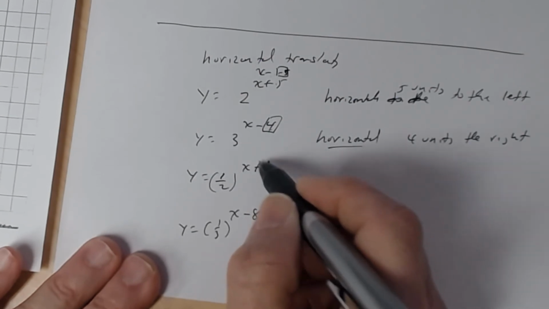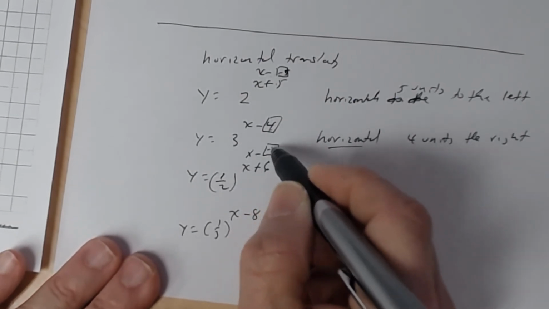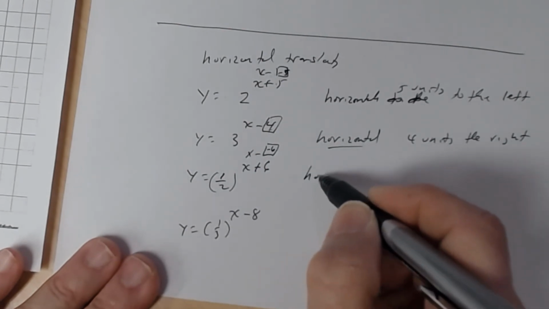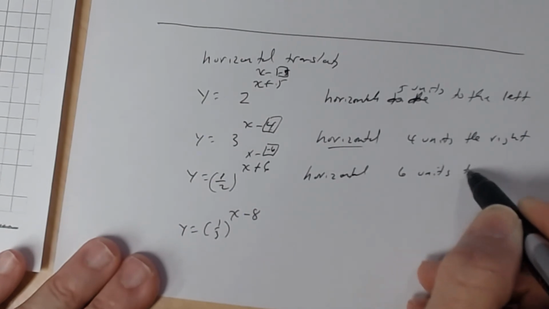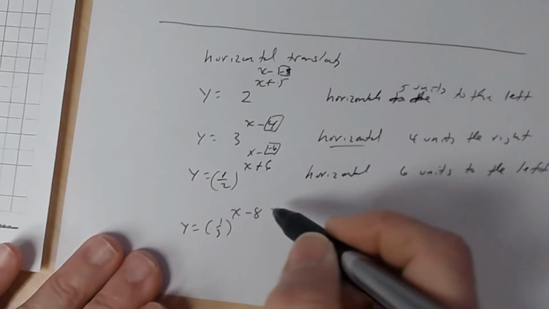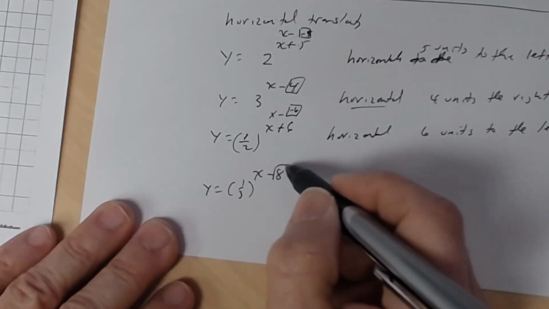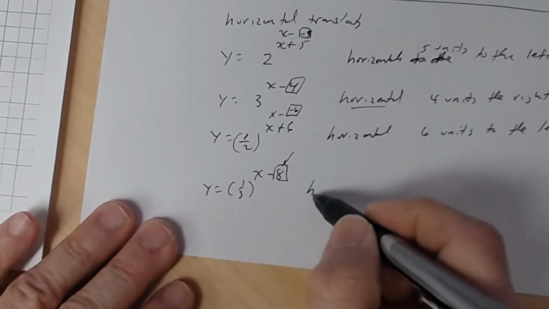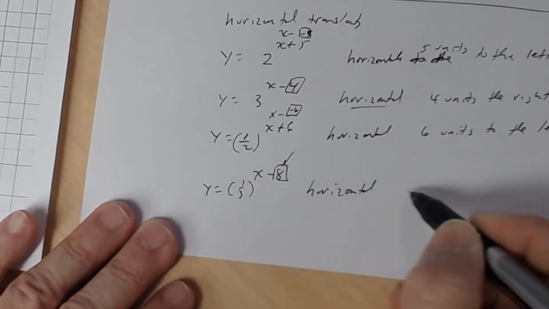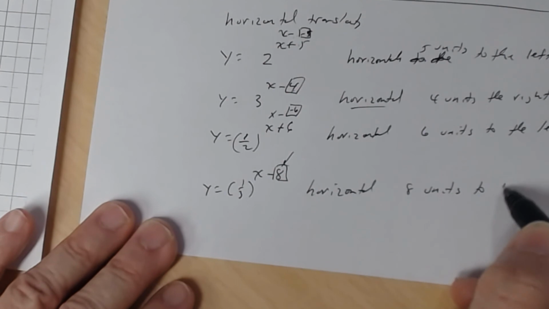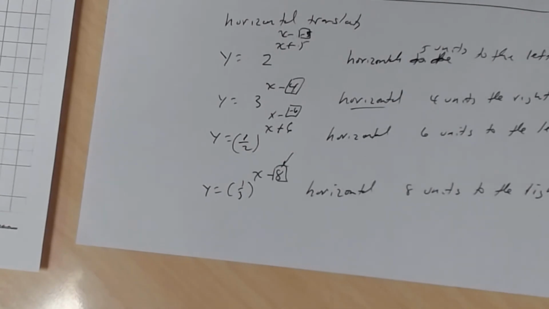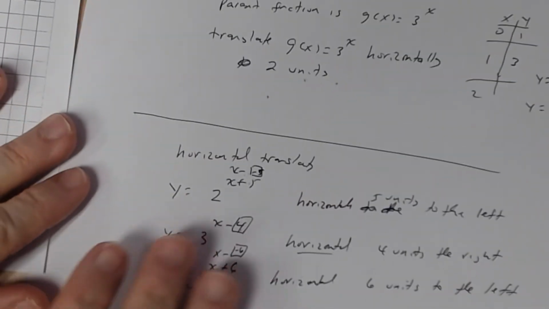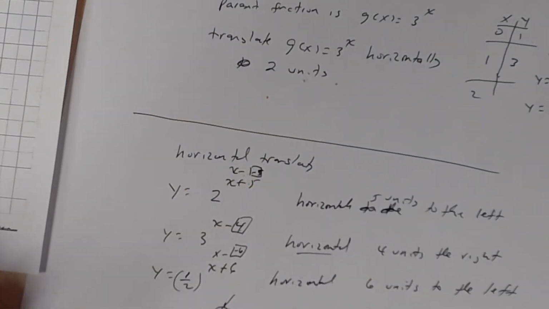Over here, this is x plus 6. Well, that becomes x minus a negative 6. So it's a horizontal translation, 6 units to the left. And then this is already x minus a positive 8. So this is a horizontal translation, 8 units to the right. Okay? All right, so that takes care of the transformations in terms of vertical translations or horizontal translations for exponentials.